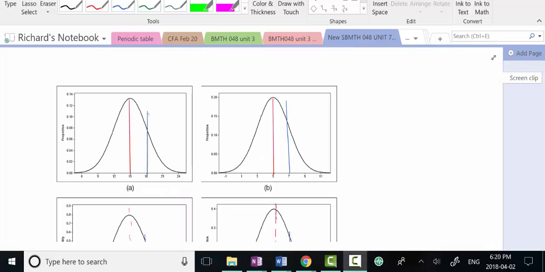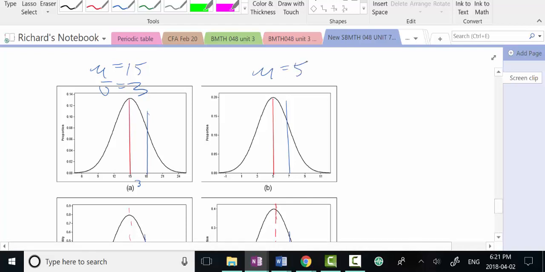So for curve A, it has a mean of 15, and it looks like the standard deviation is 3, because on our axis the inflection point is at 18. The difference between 18 and 15 is 3 units. That's a 3-unit difference there. And so for curve A, the mean is 15 and the standard deviation is 3.